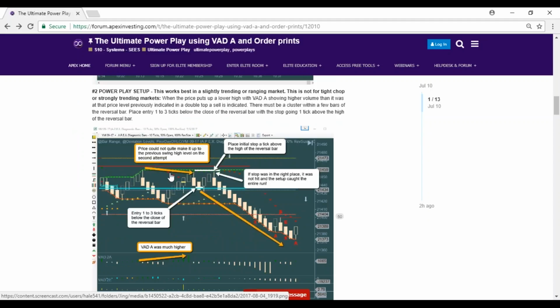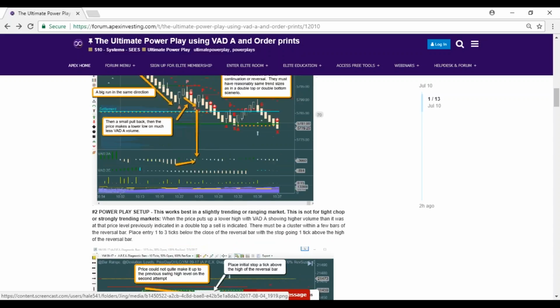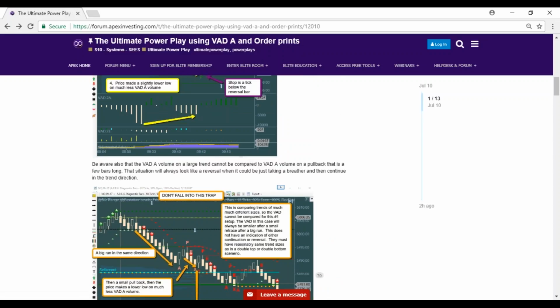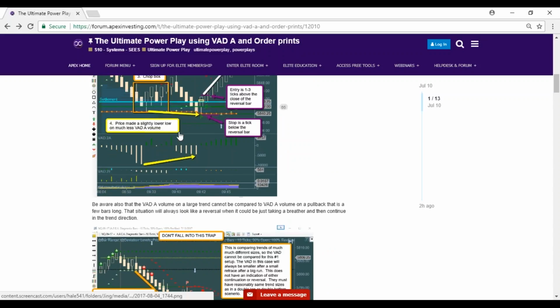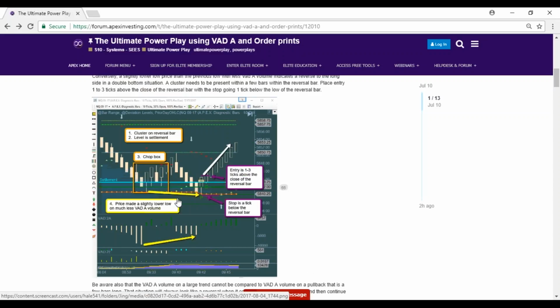So let's see here. Chuck asks, isn't the lower low on less volume because the second downtrend is shorter than the previous? Chuck, I'm not sure about your question there. Isn't the lower low on less volume because the second downtrend is shorter than the previous?